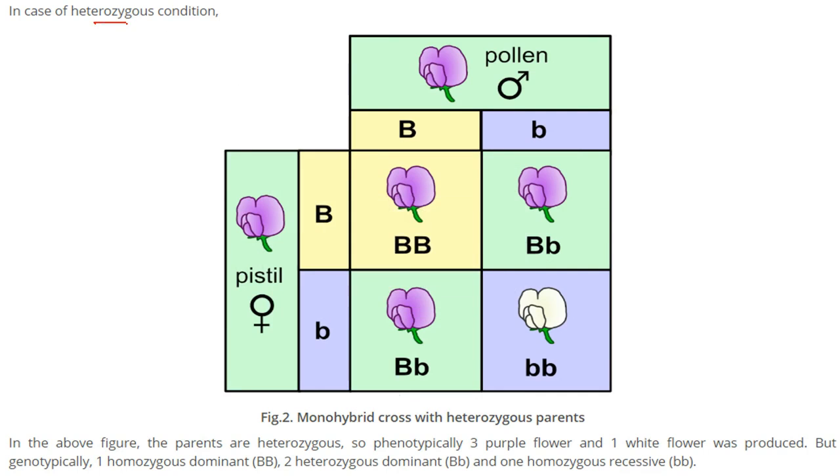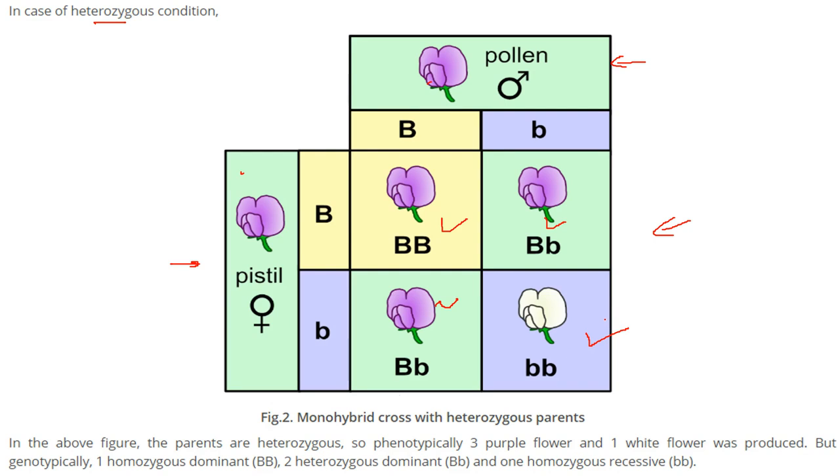In the heterozygous condition, this is a pistil, this is a pollen. When they are combined, the parents are heterozygous here. Phenotypically, what is phenotypically? Phenotypically is the outside observable characteristic, while genotypically is the inside genetic level characteristic. If you see here, these two parents are heterozygous. So phenotypically, three purple flowers were formed and one white flower was produced.